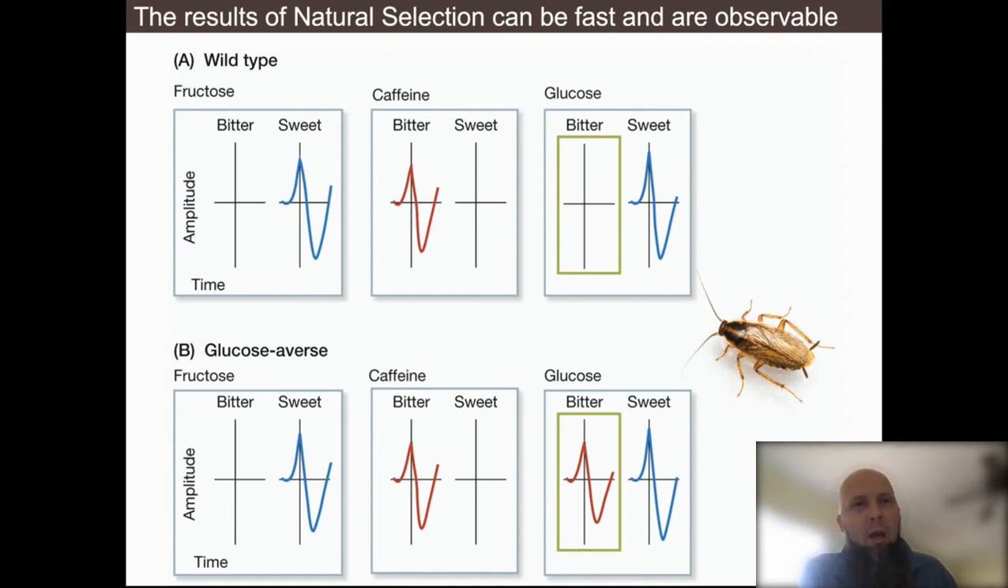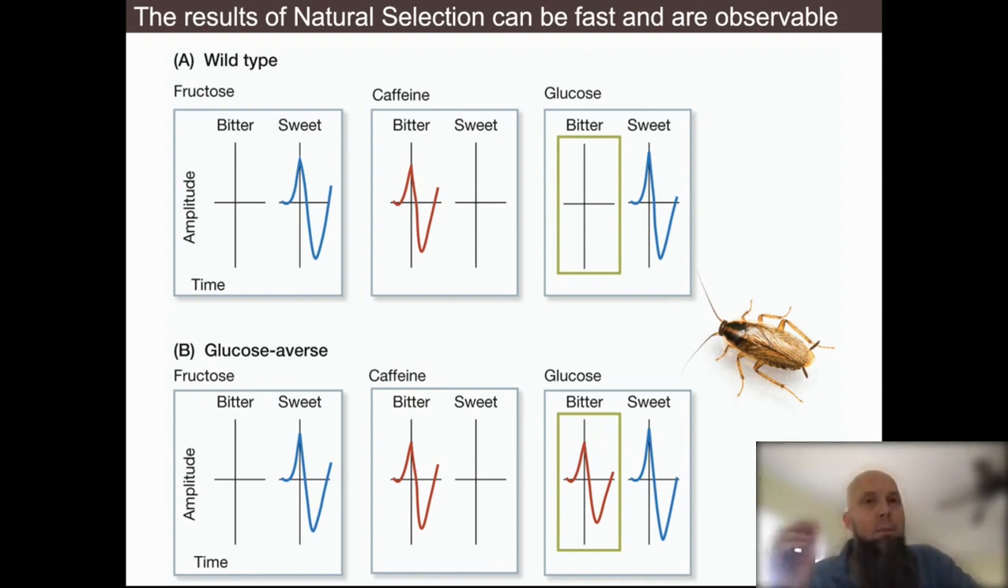So cockroaches have a particular neuron, illustrated on the right side of these graphs, that fires when they taste something sweet. They have a separate neuron on the left, illustrated in these graphs, that fires when they taste something bitter. They don't eat bitter things, okay? Now, fructose and glucose are both sweet, and when cockroaches that are wild type, that don't have this mutation we're going to talk about, if you go catch a German cockroach out in the wild, they're most likely to have these responses that we see to these three different items, fructose, caffeine, and glucose.